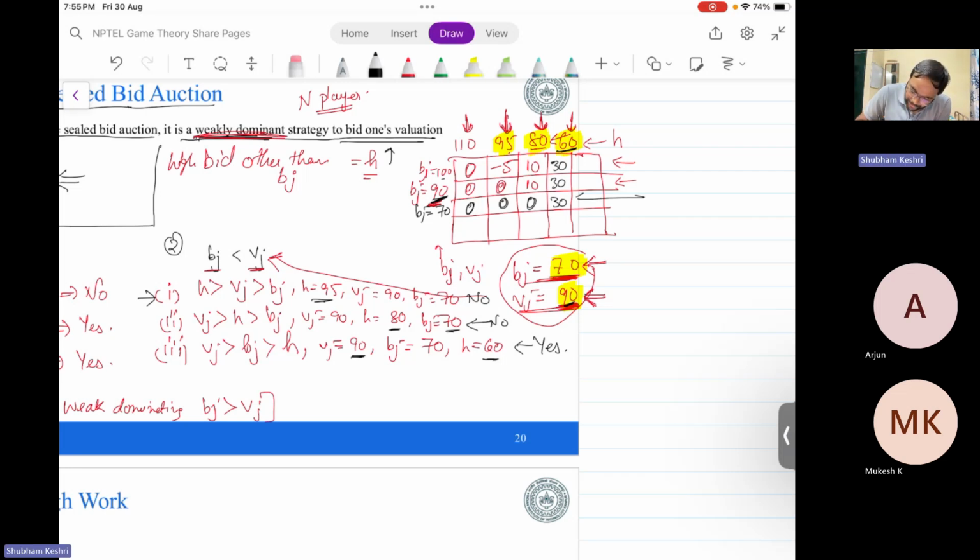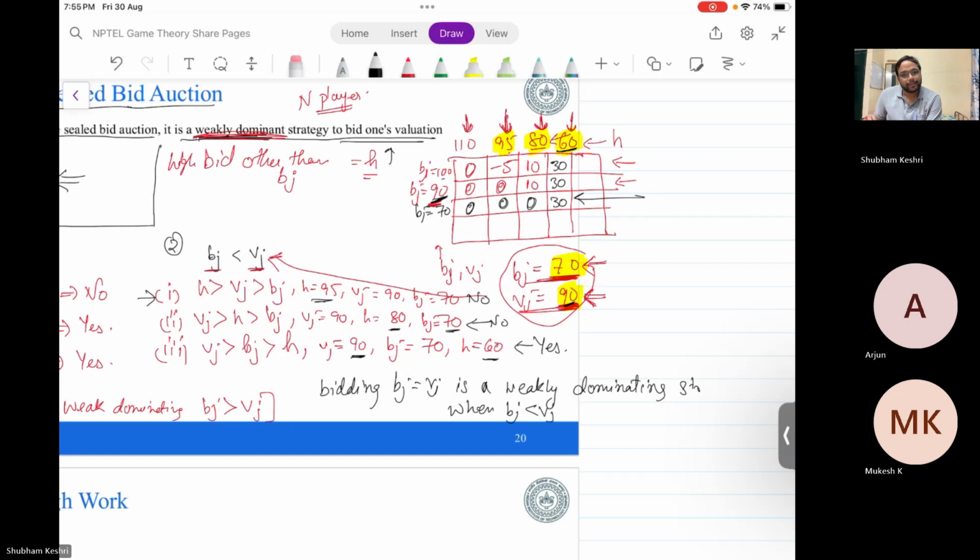Again, you see this strategy is at least as good as the other strategy, right? So bidding bj equals vj is a weakly dominant strategy when bj is less than vj, right? Yeah, okay. Therefore, bj equals vj is a weakly dominant strategy. Is this all right?